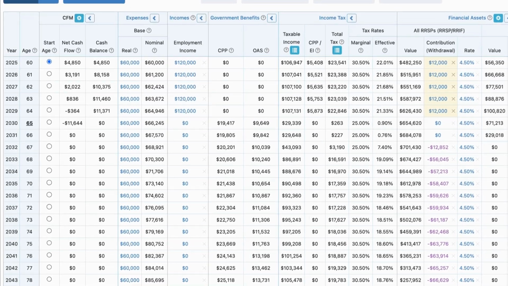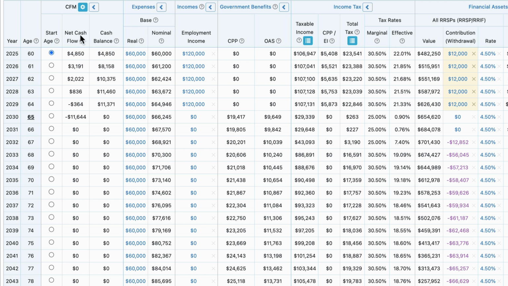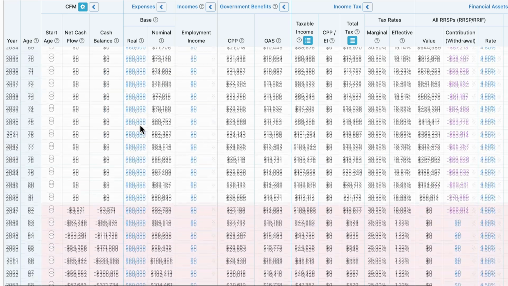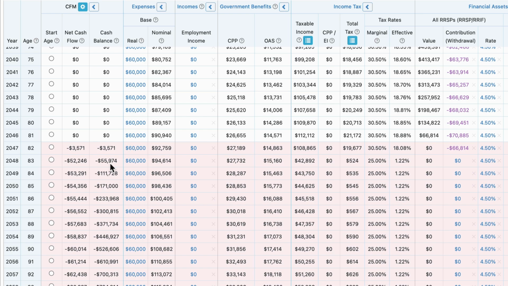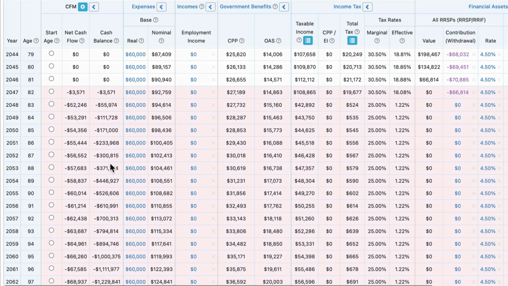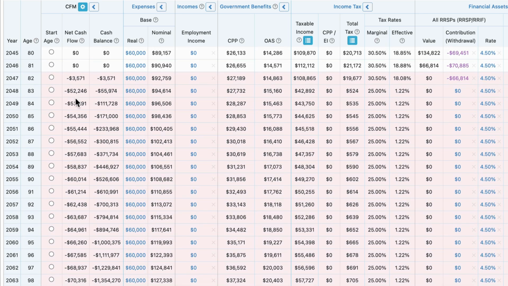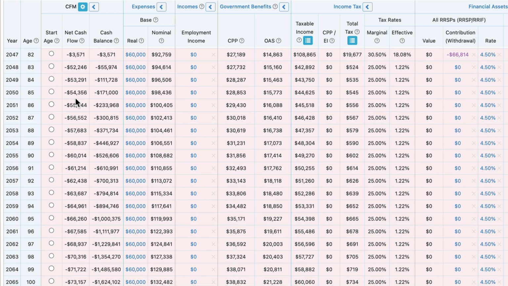Today, I want to go over what it means when you see numbers in the net cash flow and cash balance columns. We have projections here for Sarah Snapper, who wants to spend $60,000 per year after taxes. When we scroll to the bottom of her projections, we see that some rows are highlighted in pink. What's happening here is that she has a negative cash flow each year, continuing through to the final year of her projections. In other words, she's experiencing a shortfall.